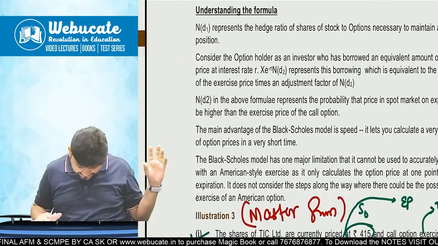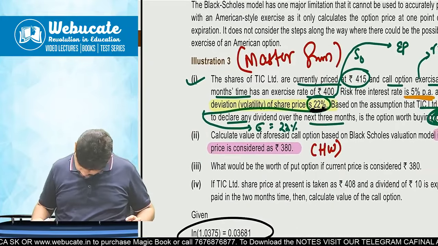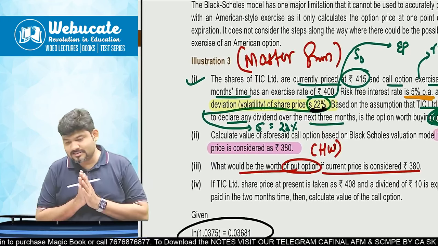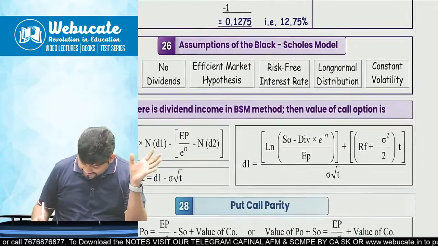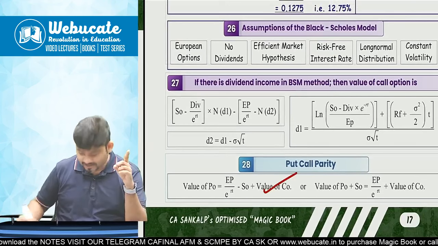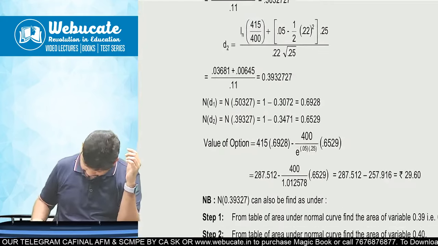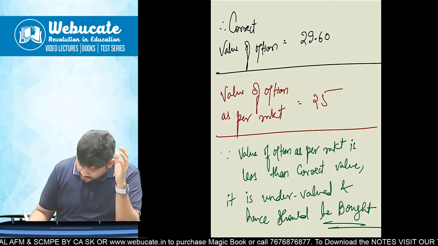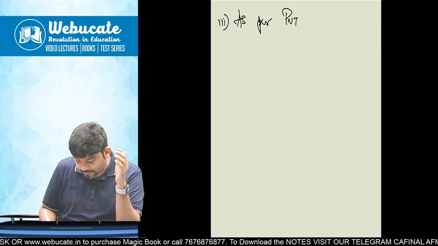Next, third part. What would be the worth of put option if current price is considered as rupees 380? Do you remember I had told you all put call parity? And this is what we will apply here. From the second part, we will get the value of call option. We have the S0, we have the EP upon e raised to RT. When you solve this, you will get the answer. See here, I'll show you. The third part, just apply that. So third part, as per put call parity.